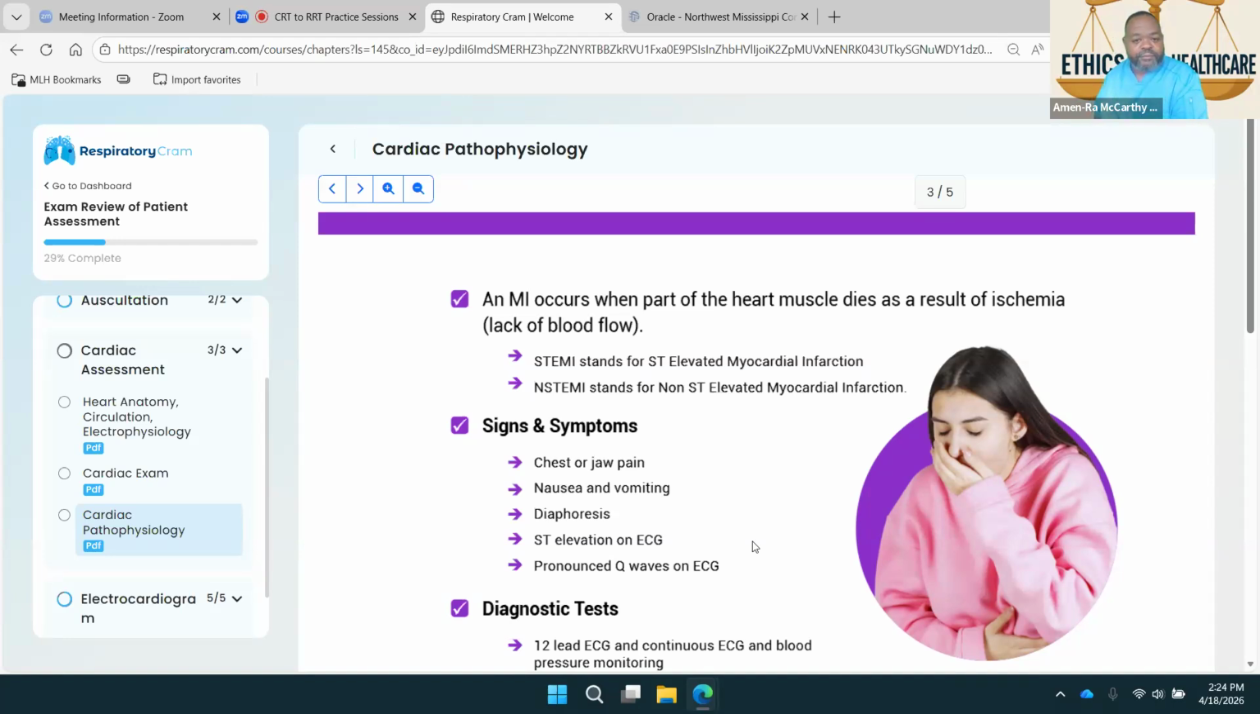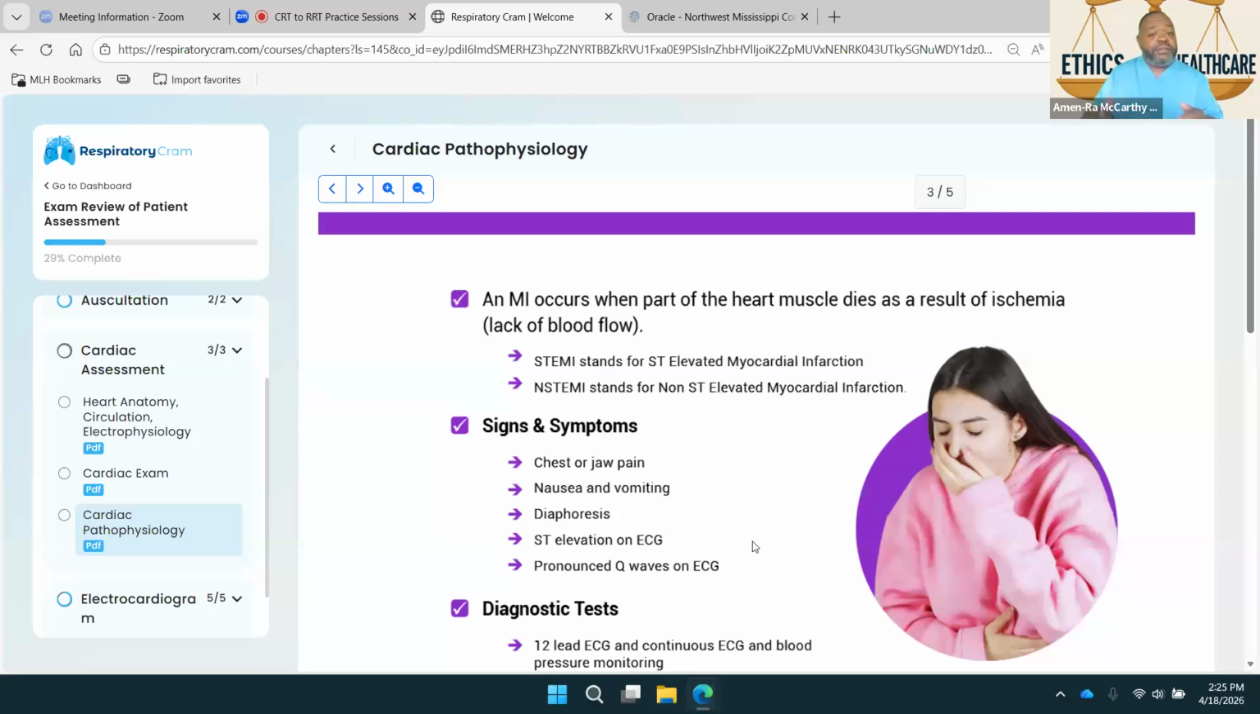That's how it works. Okay? So you have STEMI, which stands for ST elevated myocardial infarction, and you also have a non-STEMI, right? The non-STEMI is for non-ST elevated myocardial infarction. So some people can have a heart attack, but the ST elevation does not increase. That's called a non-STEMI. So you can be tricked on that, right?